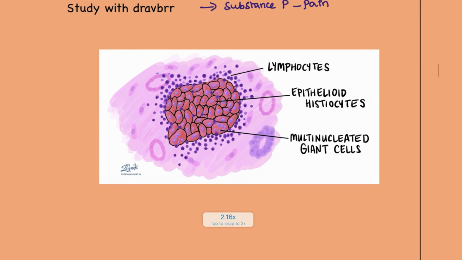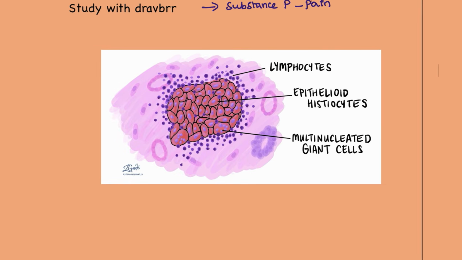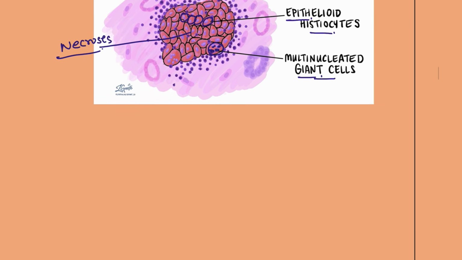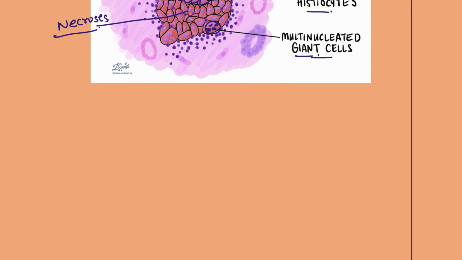Here you can see this is the granuloma. The middle one is going to be the necrosis, and along the side of the necrosis you will be seeing the epithelioid histiocytes. So these are the epithelioid histiocytes. Next, surrounding them are the lymphocytes and multinucleated giant cell. One cell consists of multiple nuclei, that is known as a multinucleated giant cell.